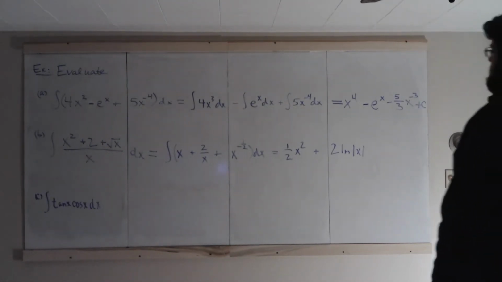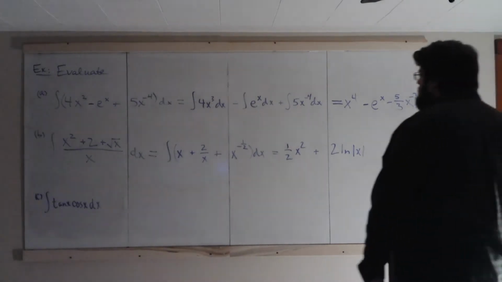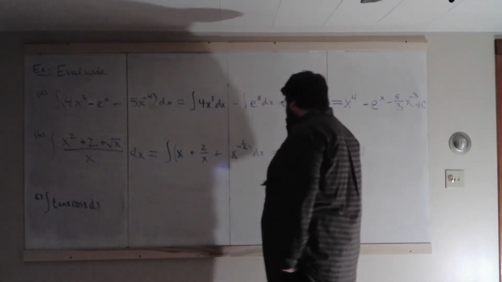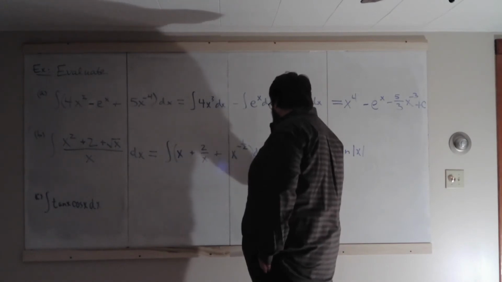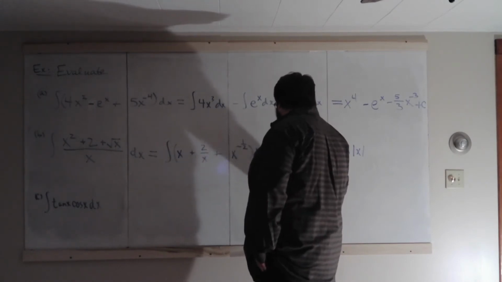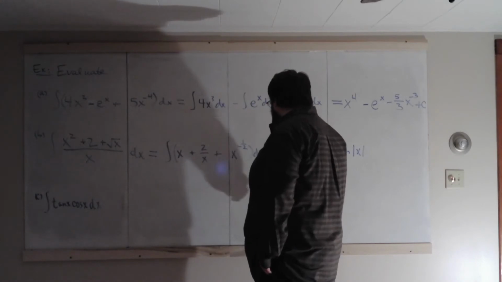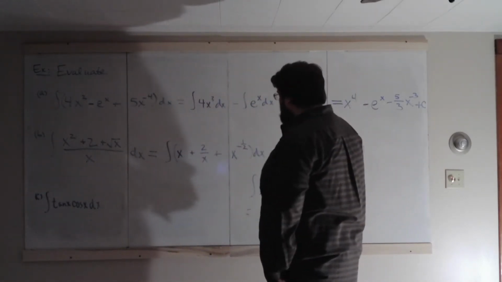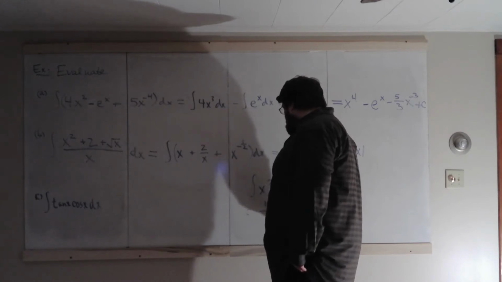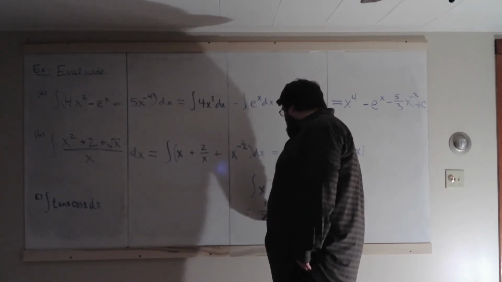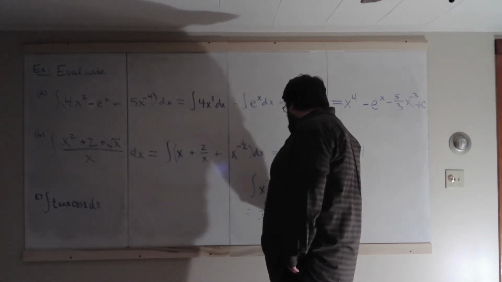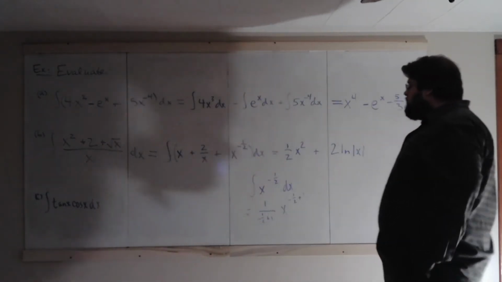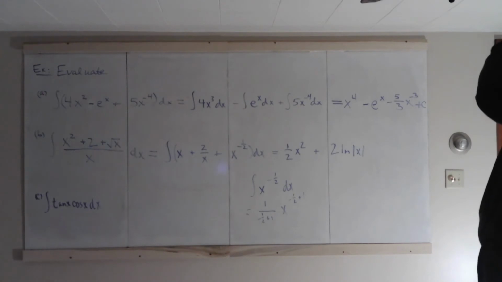And what about this last piece, x to the negative half? Well, that's x to some number. X to some number, we can use rule 2, the power rule. 1 over negative a half plus 1, x to the negative a half plus 1, using rule 2, power rule. What's negative a half plus 1?